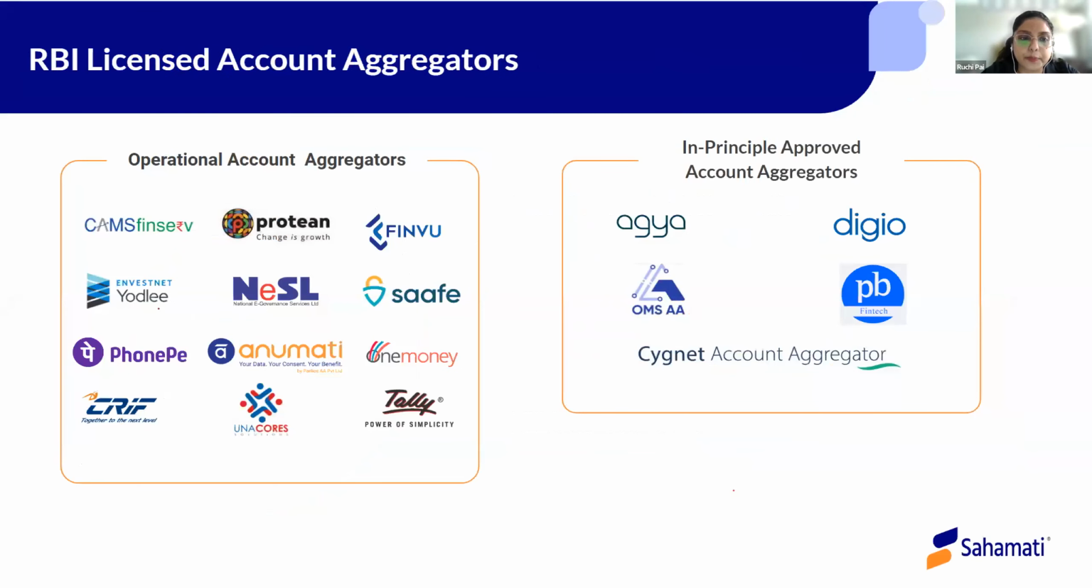Today there are 12 operational account aggregators, which means that there are 12 account aggregators who can open handles for customers, who can create handles for customers and enable transfer of data and consent. There are 5 more who are awaiting their license. So they are in principle approved and they are awaiting an operational license.